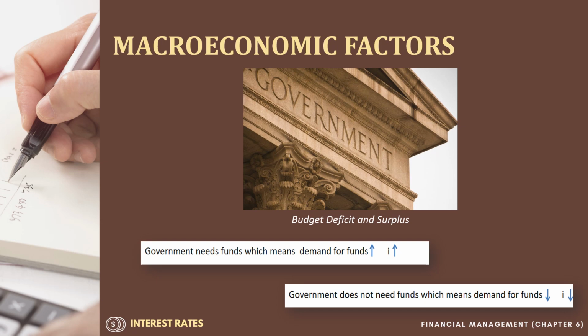Now we have the fourth and last macroeconomic factor, that is the budget deficit and surplus. A budget deficit happens when government expenses exceed the revenue, and as a result, the government needs more funds for its various projects. Thus, there would be an increasing demand for funds, and therefore an increase in interest rates will also happen. A budget surplus, on the other hand, is when the government revenue exceeds its expenses, thus making it the opposite of the budget deficit.